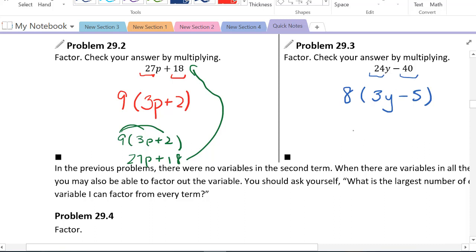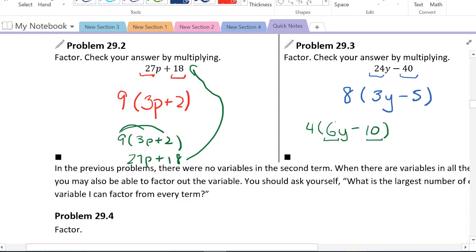Okay, but what if you didn't think of 8 in the very beginning? Let's say you thought of 4. So let's say you thought about factoring a 4 first. That's okay. You can start with a 4 if you want. So watch, if I start with a 4, right? 4 goes into 24 how many times? 6 times, and then a y, and then minus, 4 goes into 40 how many times? 10. Right? So I would get a 4 and then 6y minus 10. But if you look here, I have a 6 and I have a 10.